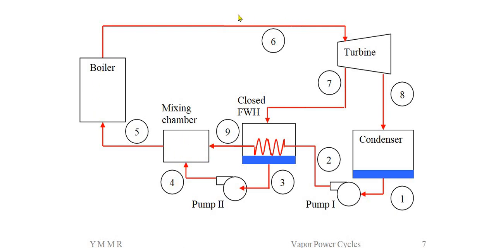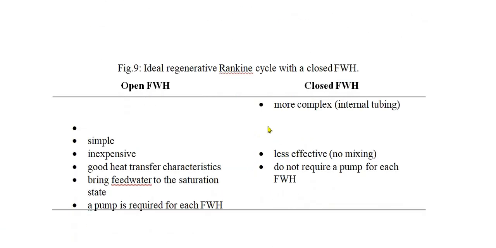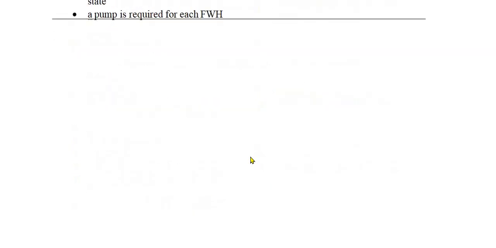The difference between open and closed is, in open type we are mixing steam and feed water directly. In closed type, the condensed water is passing through the tubes and outside the tubes are exposed to the steam, thereby the heat exchange is taking place. That is about the closed feed water heater. Here there are some differences mentioned between open and closed one. You can go through that. And with this, according to the syllabus, this part is done.